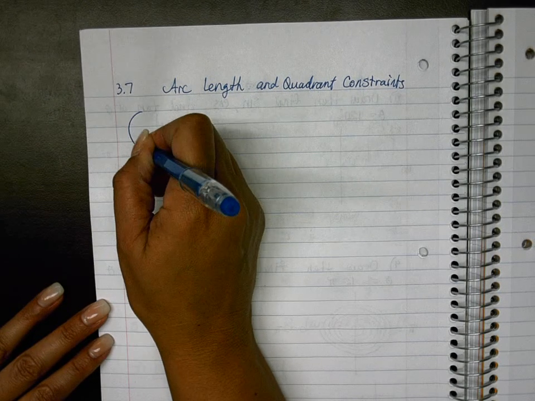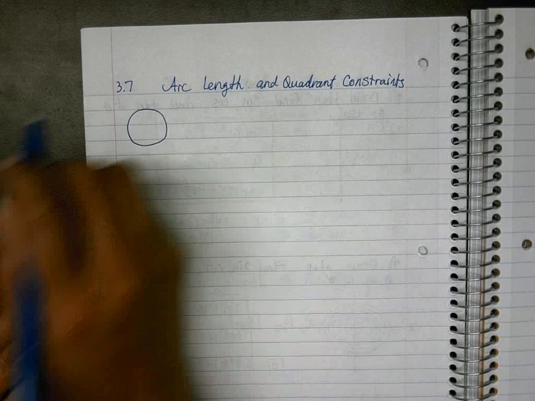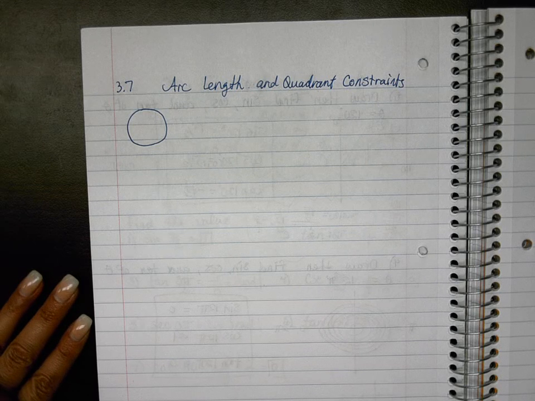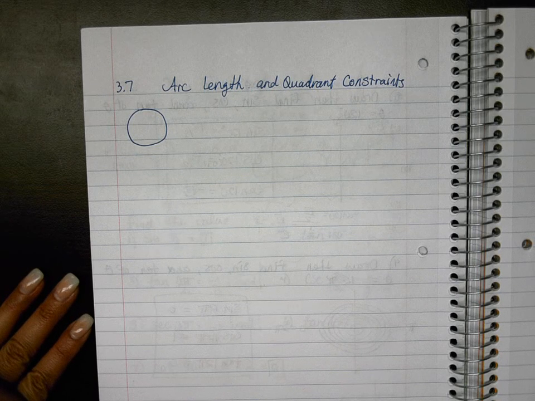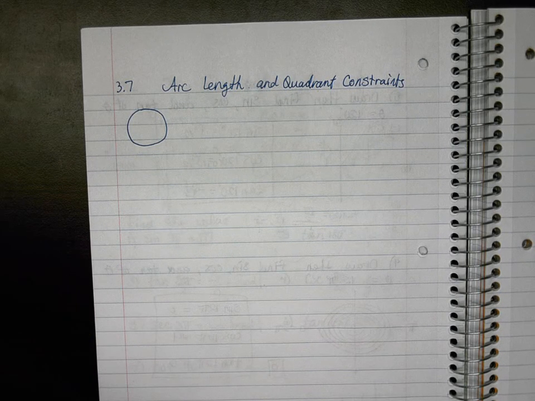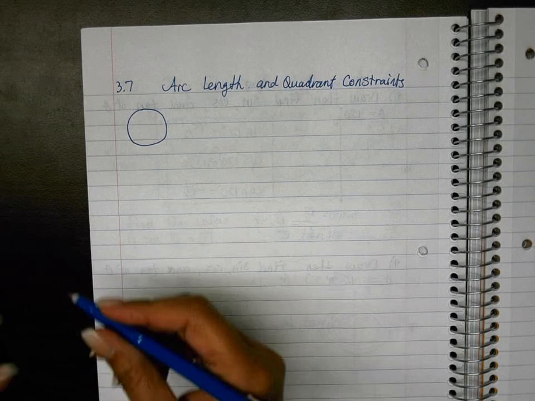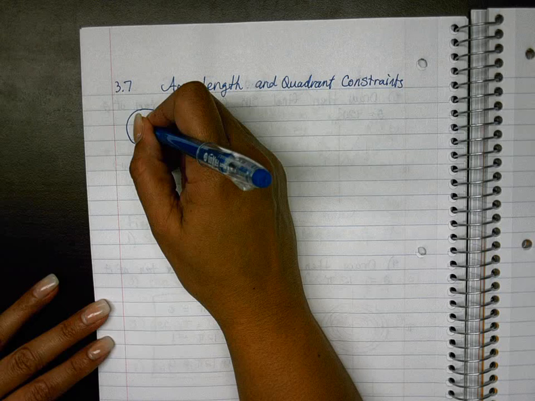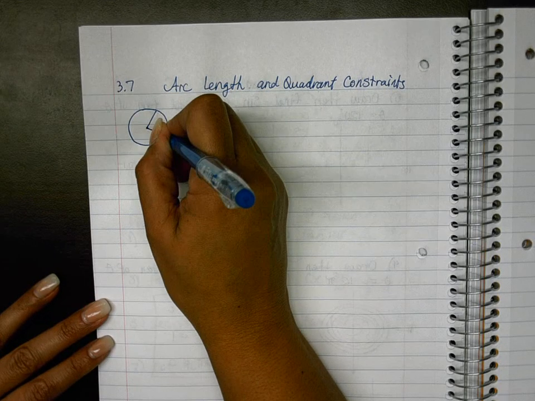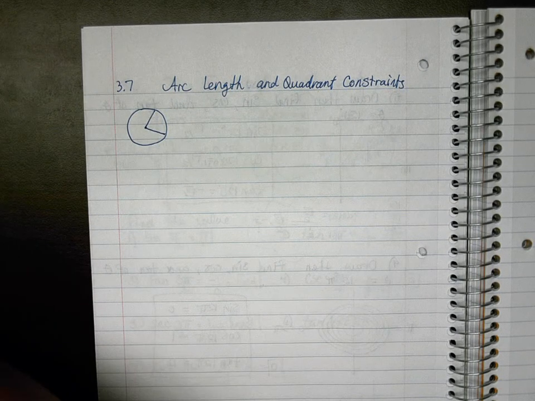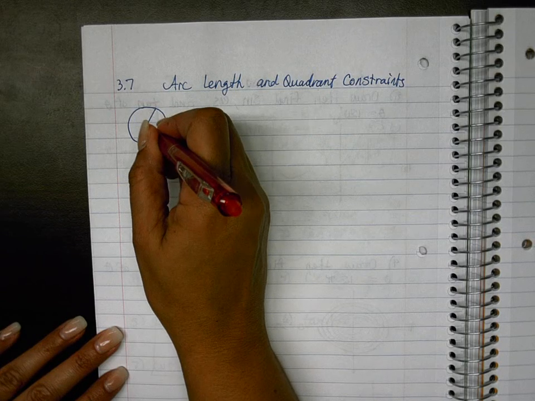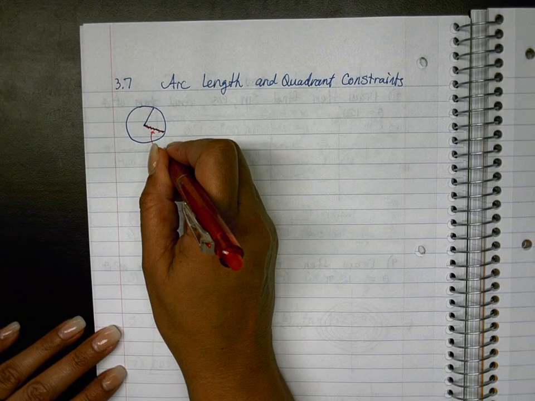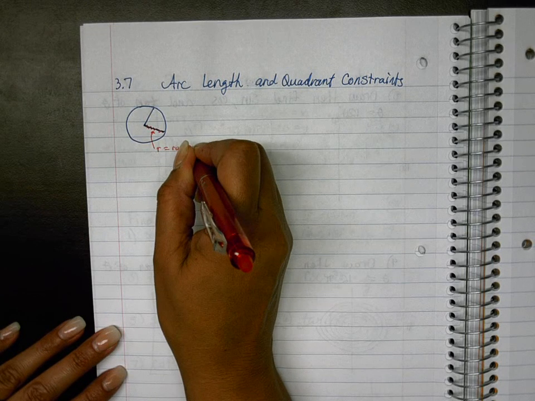You've learned the arc length formula before in Math 2. Yes, in Math 2 you learned it, and this is going to be a different formula. All right, we're going to start off with the center and draw this and this. And this here is going to represent, obviously, the radius. We're going to use R to represent the radius.